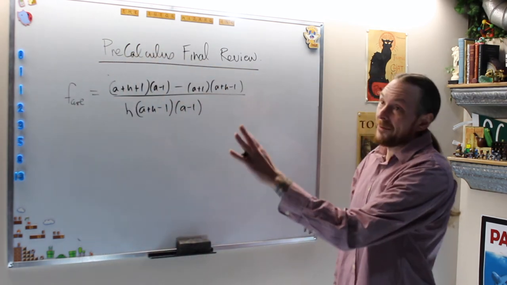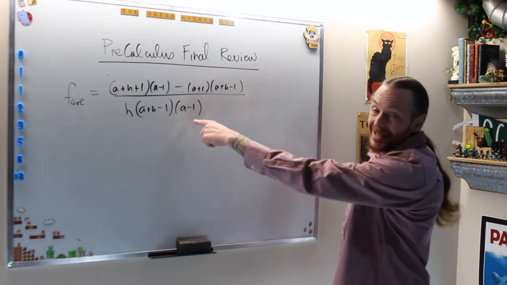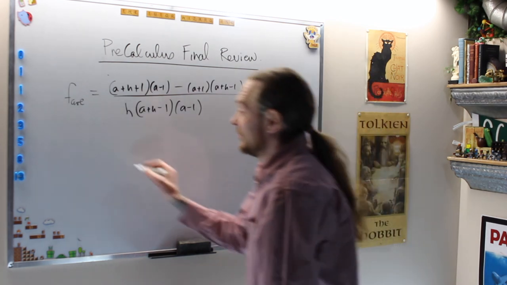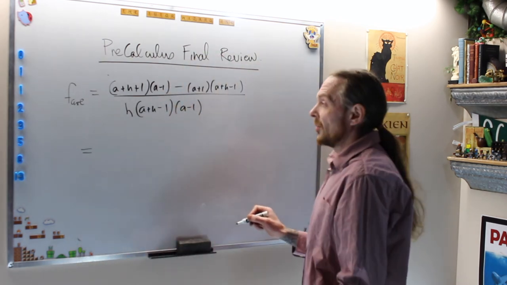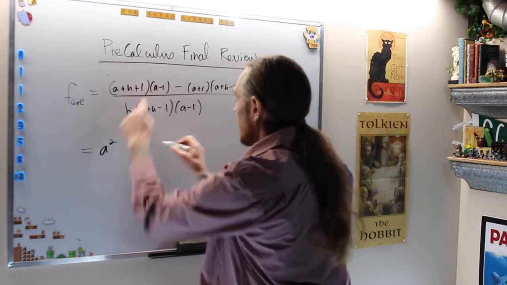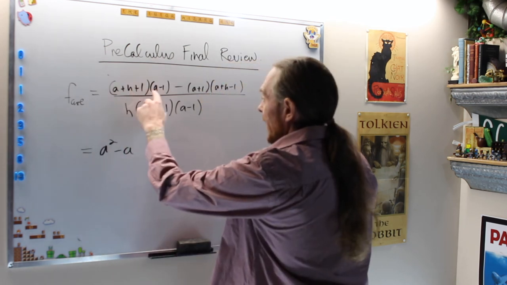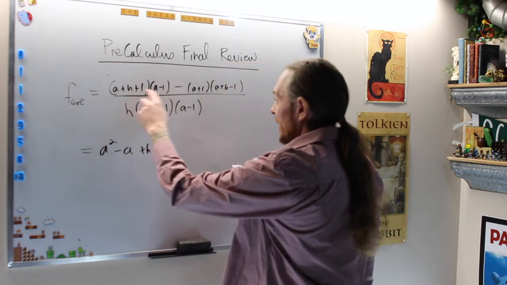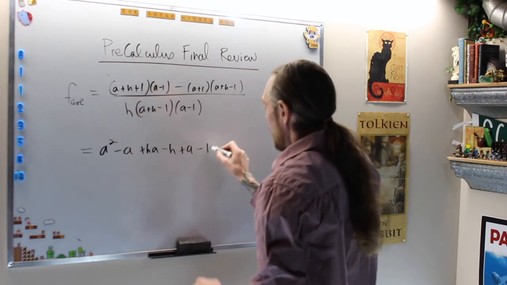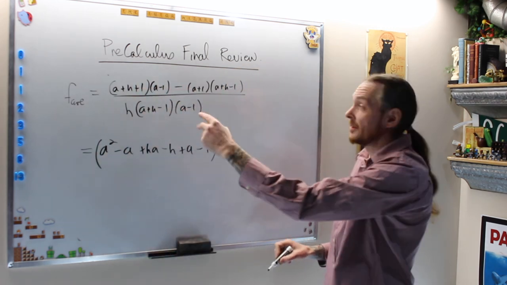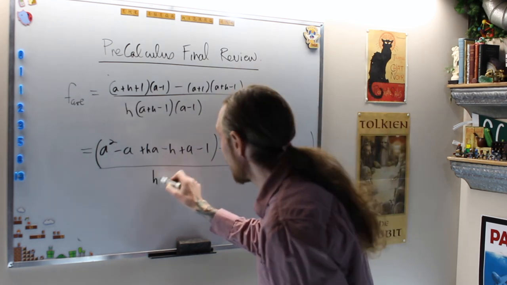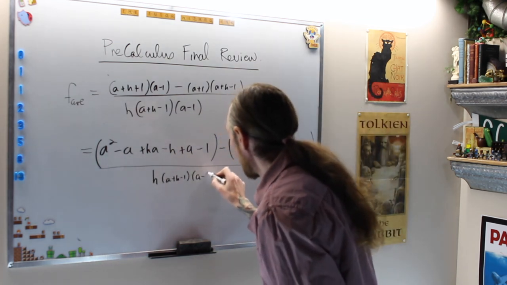Because the average rate of change, f of a plus h minus f of a over h, is equal to this. Yes, now we have to FOIL all these things out, and then it will simplify fairly nicely. Relatively speaking, of course. So a times a is a squared, and then I get minus a, and then I get h a, and then minus h, and then plus a, and then minus 1. That was FOILing out the first ones. In the second one, I'm going to get minus something over, the bottom didn't change, h, a plus h minus 1, a minus 1.